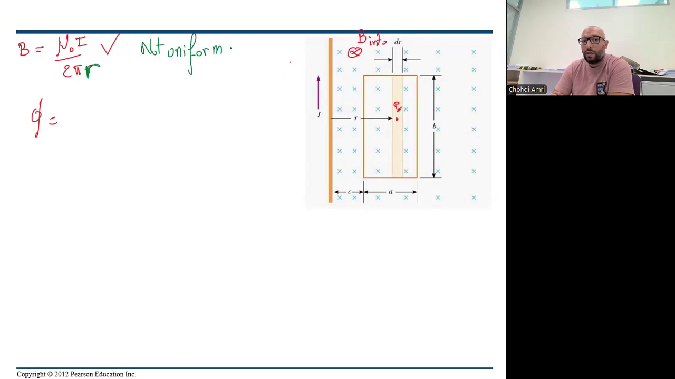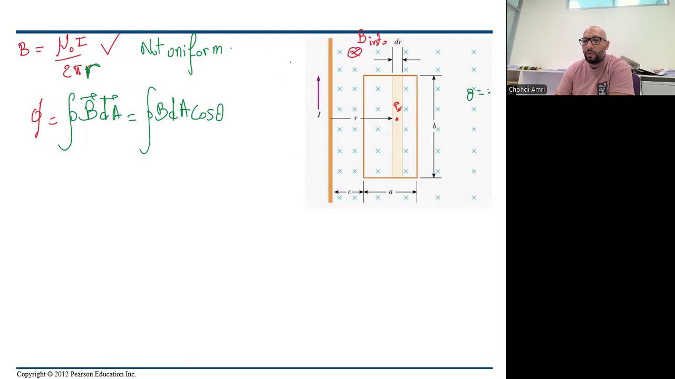If the magnetic field is not uniform, which equation are we going to use? The integration of B dA through the closed surface. Here, what will be the angle between B and dA? Cosine theta. Theta, how much? Theta is going to be 0.